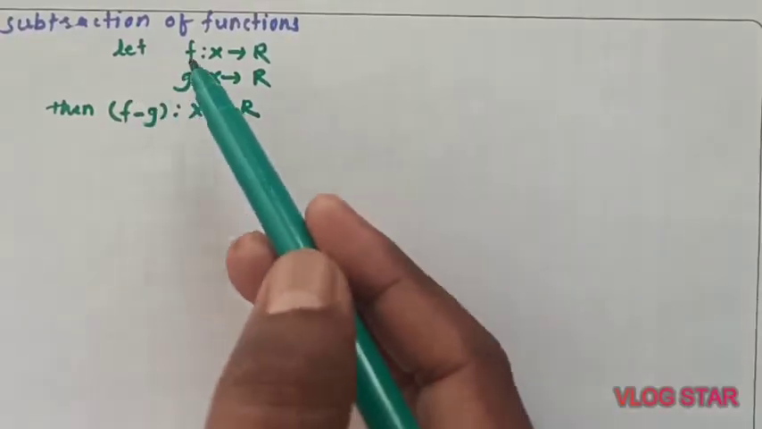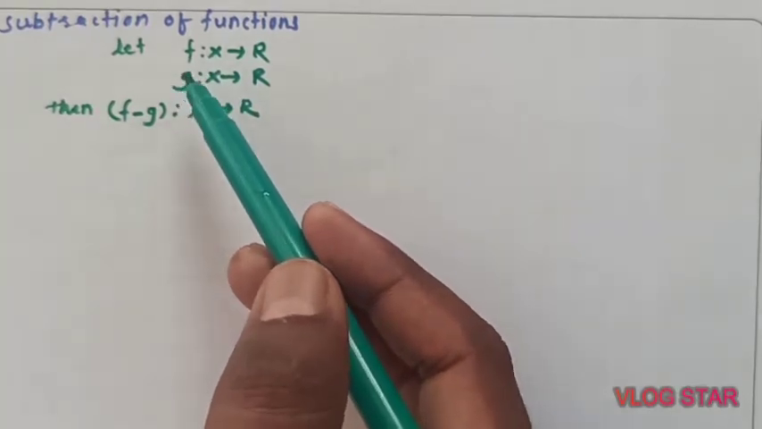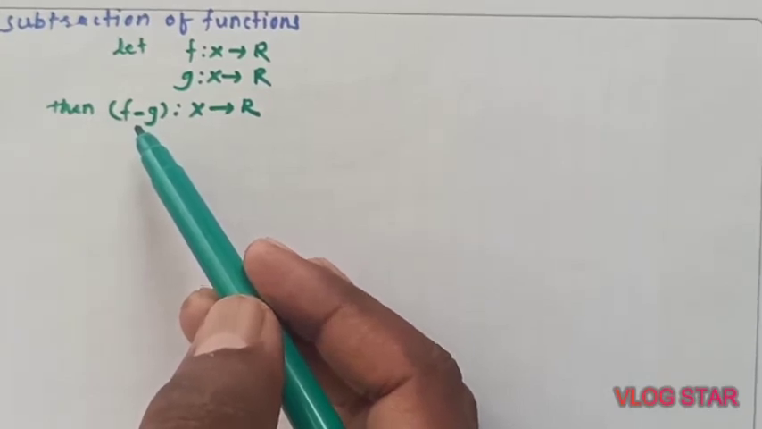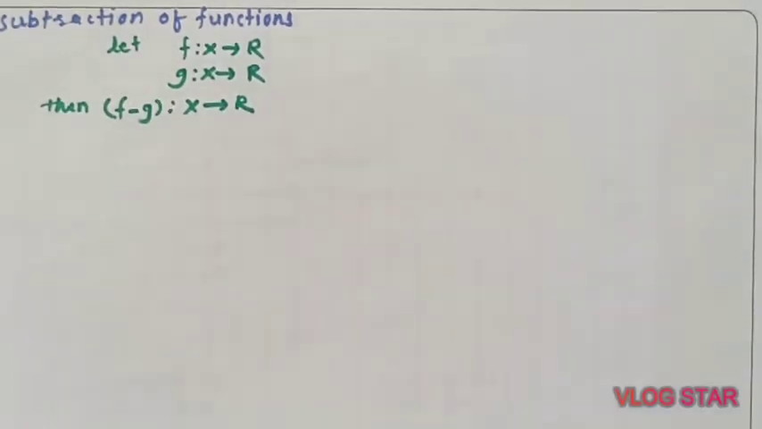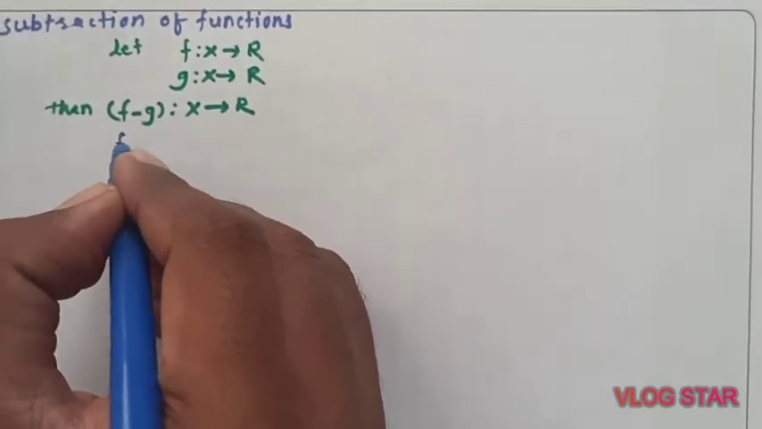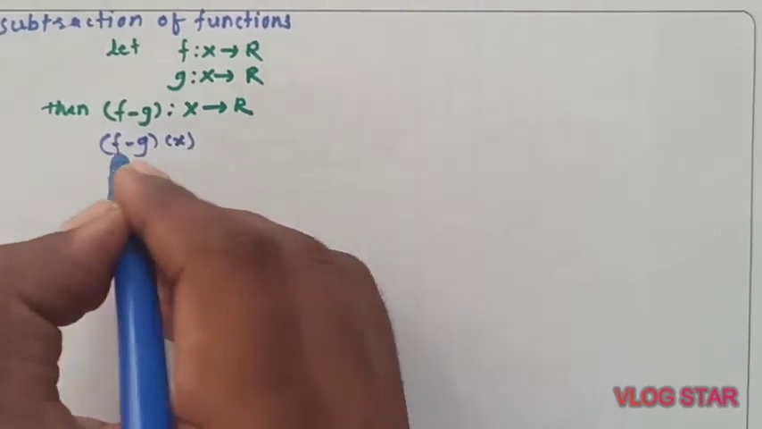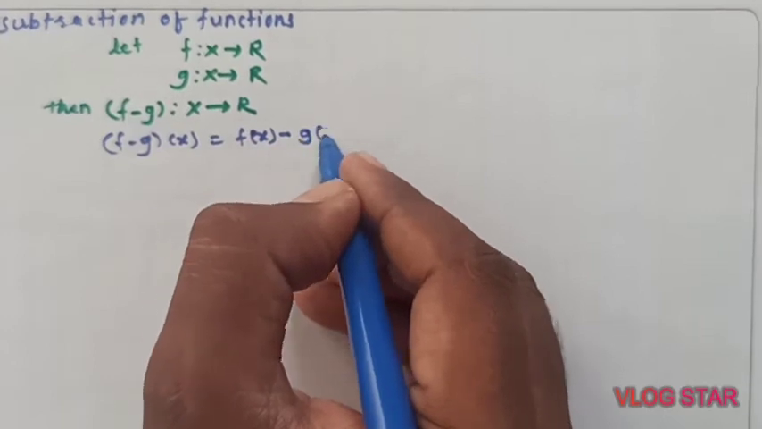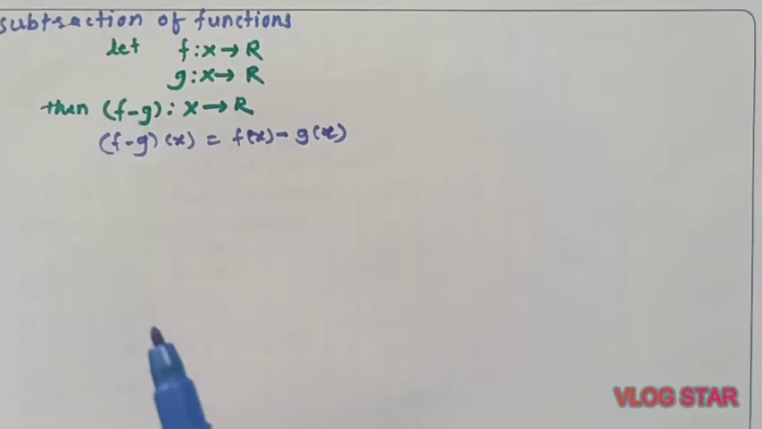So when we have function f defined on x, function g defined on x, and f minus g is again a difference of two functions defined on x. So how will you define that? The function f minus g is defined in such a way that the image of x can be calculated as f of x minus g of x. So see, it is very simple. Direct subtraction of two functions gives you the difference of two functions.